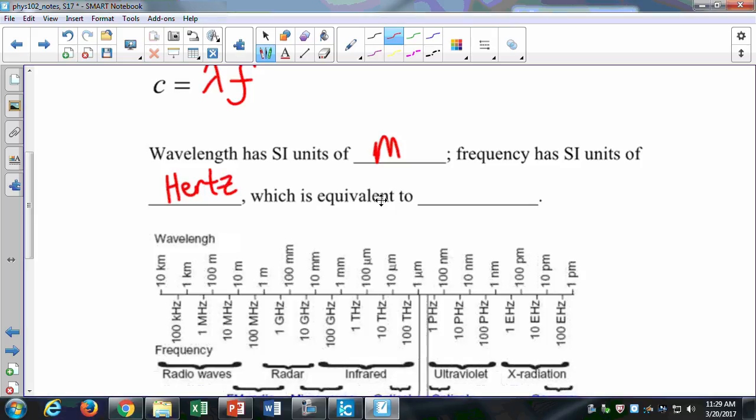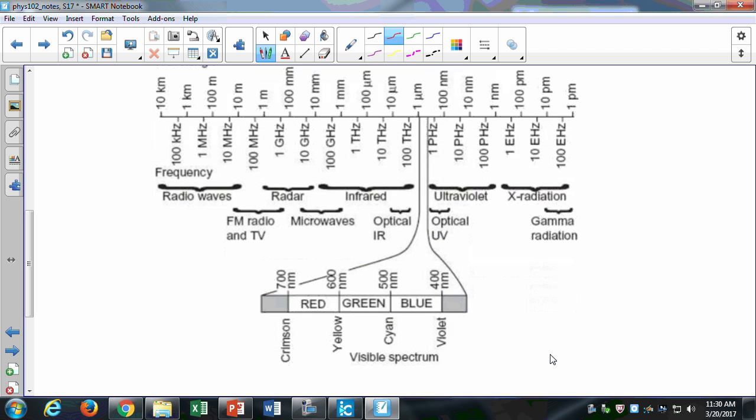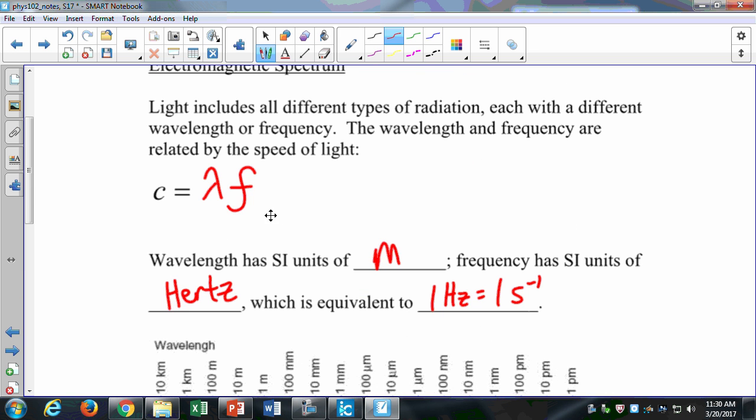And this is equivalent to 1 hertz is equivalent to 1 inverse second. So a frequency is 1 over time. We're going to have a chapter on sound, and we'll talk more about wavelength and frequency then. But the spectrum, I want you to know the different parts of the spectrum, and then I also want you to know how if you have the wavelength or the frequency, that you can calculate one or the other, because it's dependent upon the speed of light.